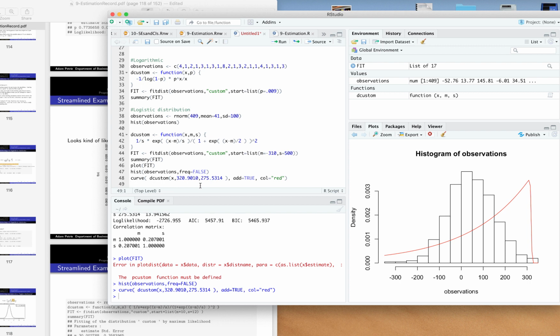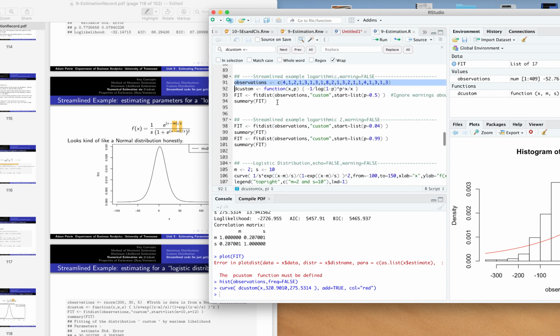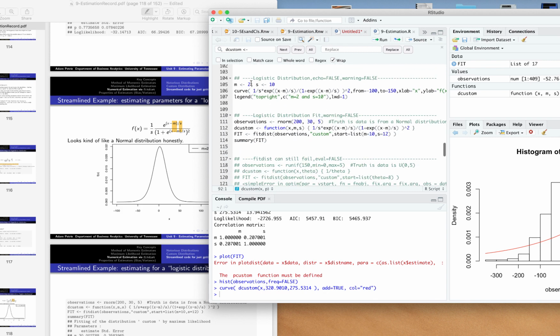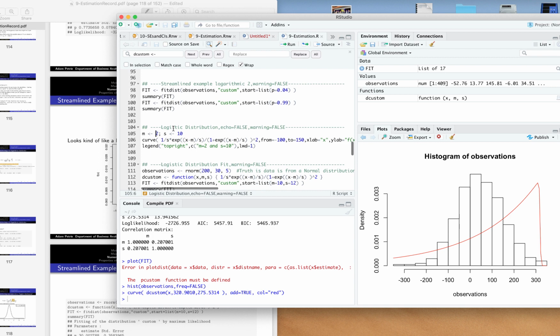Well, that's pretty disappointing here. Unfortunately, it doesn't look like it did a great job actually fitting the data. But that's life. Let's make sure that we actually transcribed this equation appropriately. Looks like we did. Let's try the example in the notes. That's kind of fun. So in this case, m is 2, s is equal to 10 here.